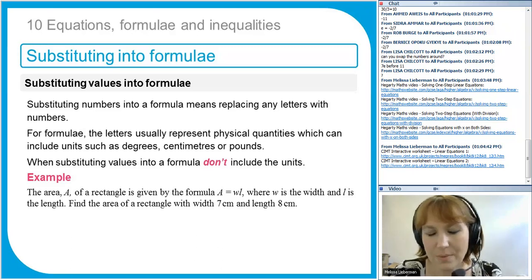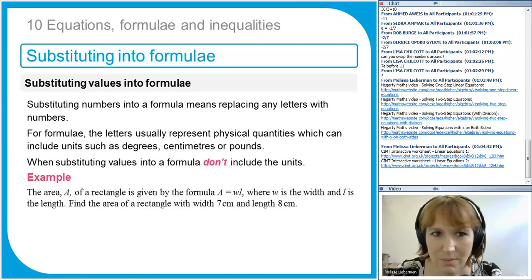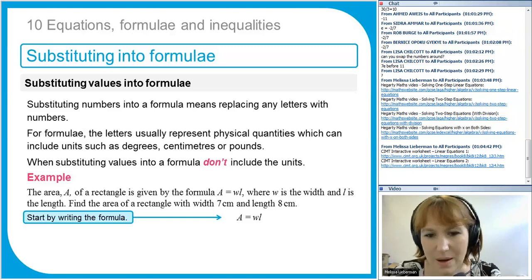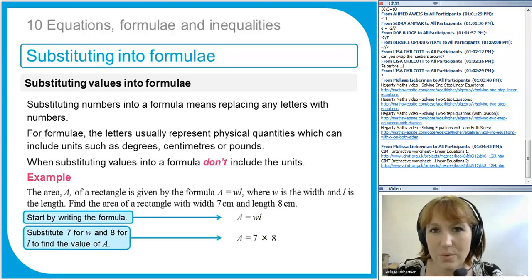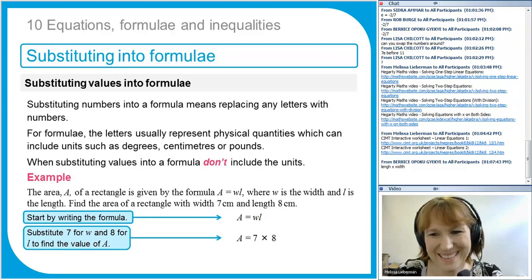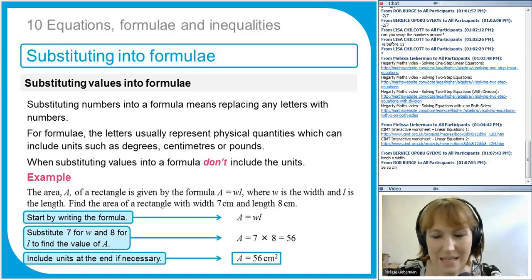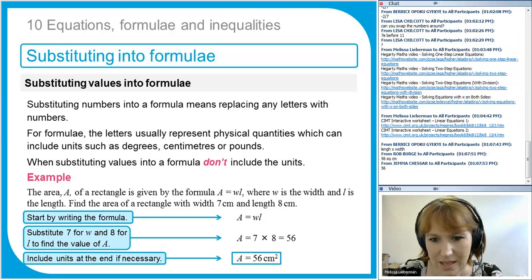So the way you would work this out is you would start by writing down the formula. Always do that in the first step. So A equals WL. And then put in the numbers that you've been given. So W is 7 and L is 8. Remember that WL means W times L, or W multiplied by L. So A is equal to 7 times 8. I'll type it in the chat box. Length times width. So 7 times 8, need to know your times tables, 56. So the area is 56 centimetres squared, and we can put the units in the last step here.